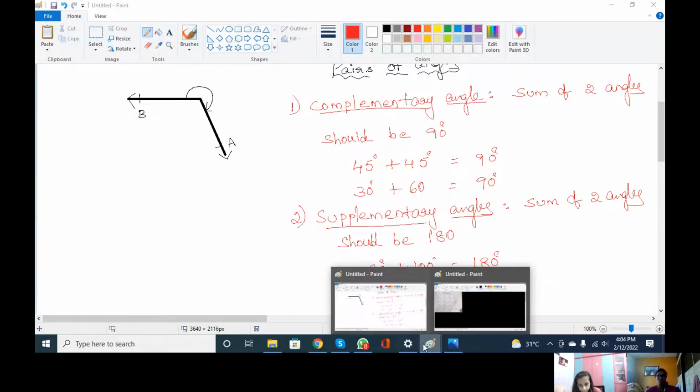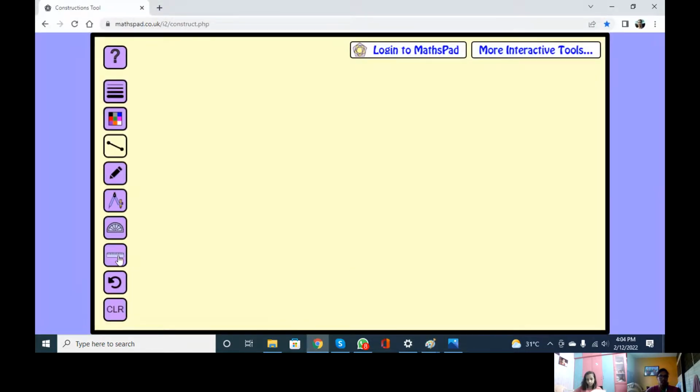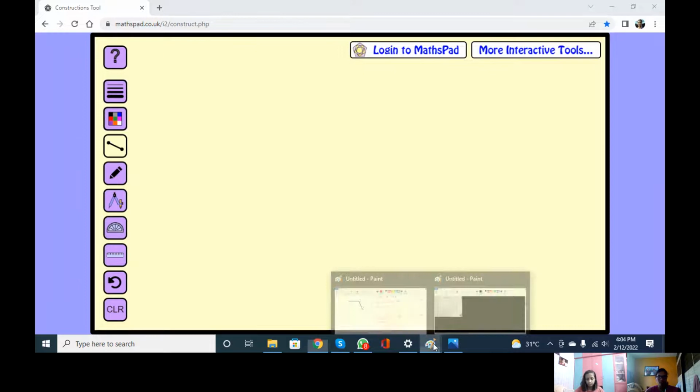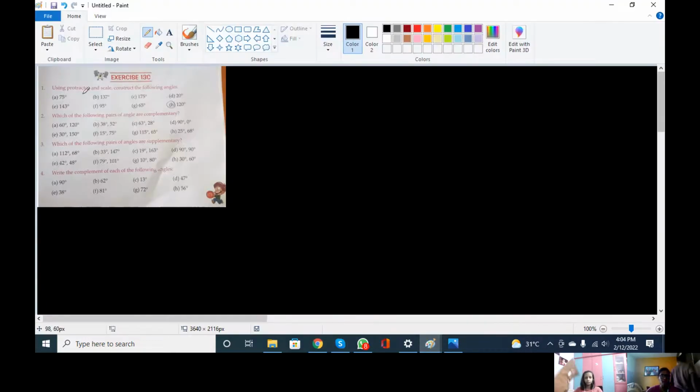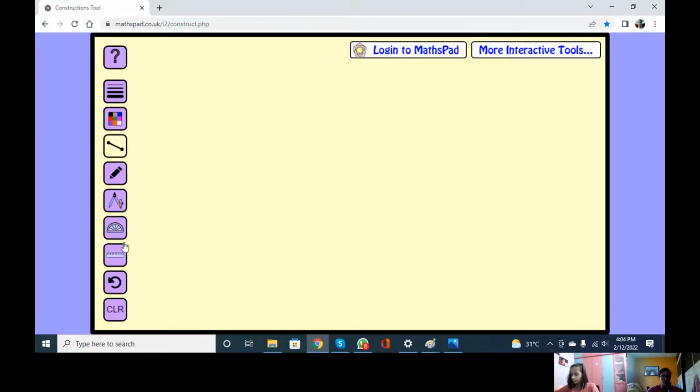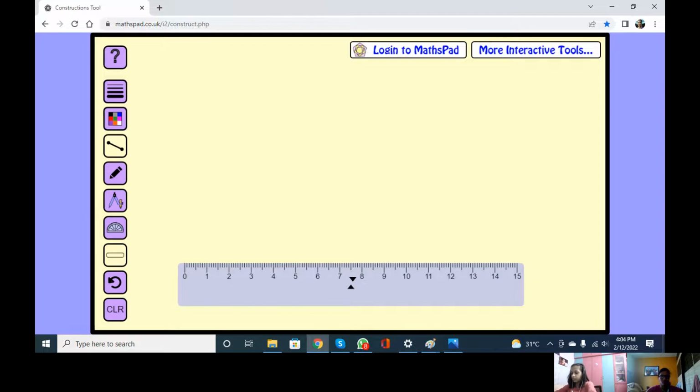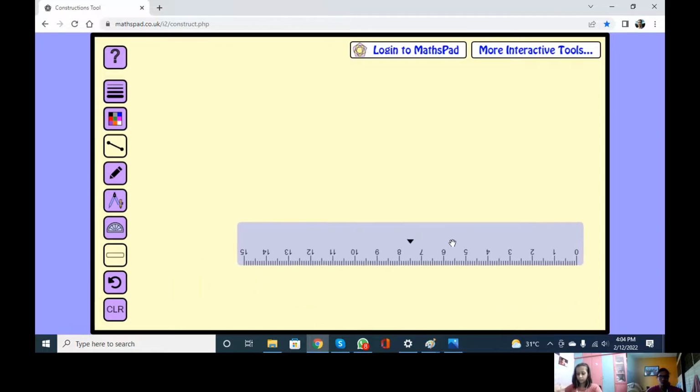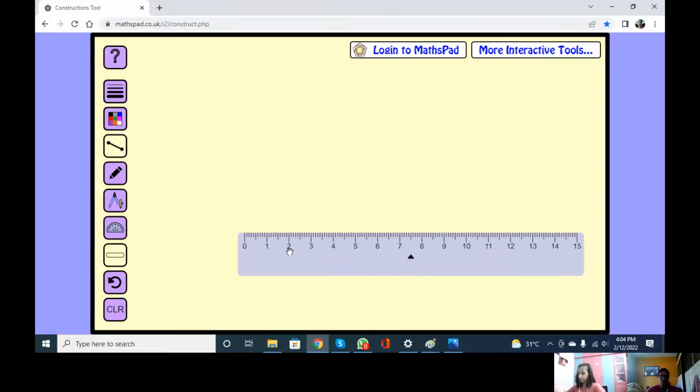Okay. Now let's do a few exercise questions. First of all, how to measure an angle. See here. Using a protractor and scale, construct the following angles: 75 degrees and 137 degrees. We'll try to construct them. This is your ruler.